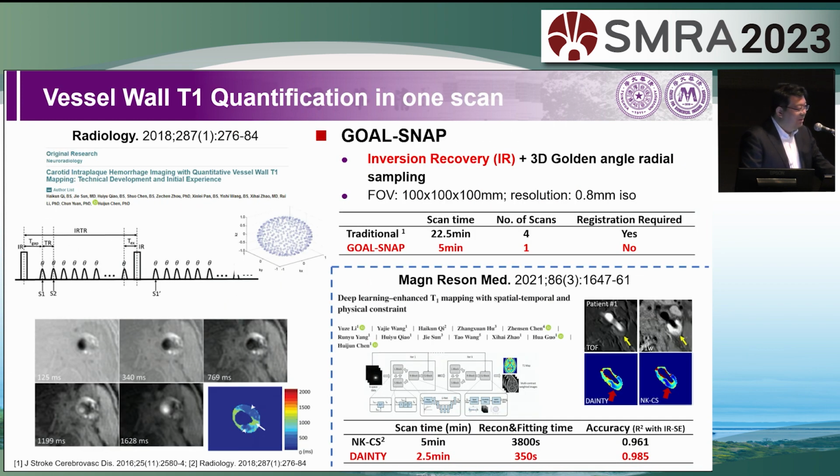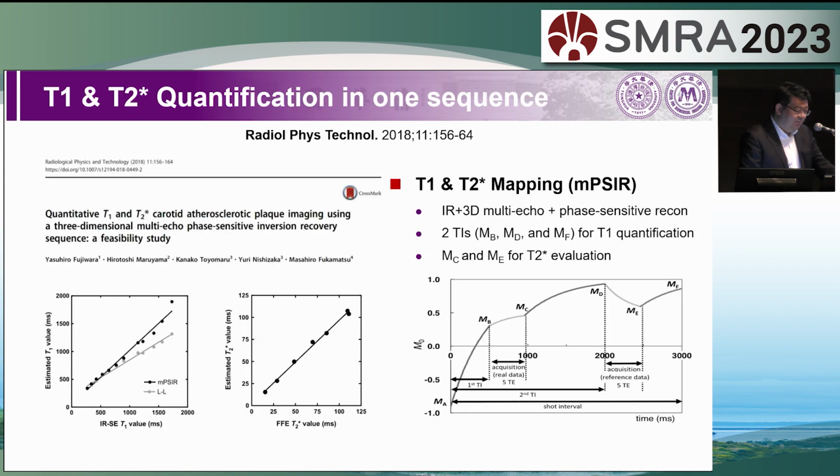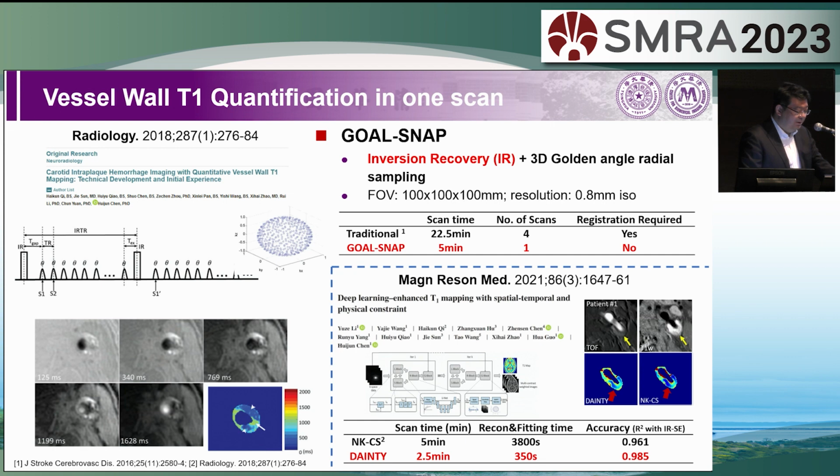So in recent years, I think the area every researcher has focused on is quantitative vessel wall imaging using one scan. This is published in Radiology from our group. We developed this sequence called GoSNAP, which is basically an inversion recovery plus a 3D golden angle radial sampling. Because it's radial sampling, we can acquire different weightings just by reconstruction. So you can see our sequence is quite fast and in one scan.